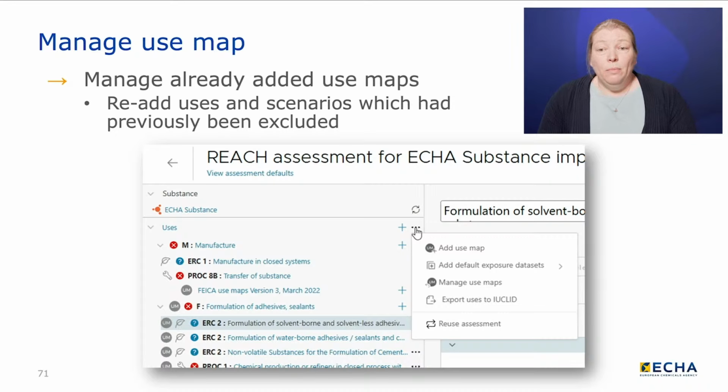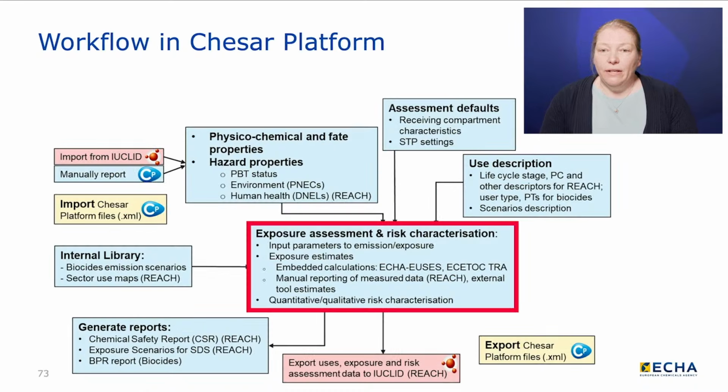When it comes to use maps, it's also good to be aware there is a so-called manage use map functionality, in which you can, for instance, re-add some uses and scenarios which you had previously excluded. And the manage use map functionality is in the same place as the add use map functionality, again in the three-dot menu at the top of the uses tree. So, having now gone through the use description, we can move to the next section, which is the exposure assessment and risk characterization.